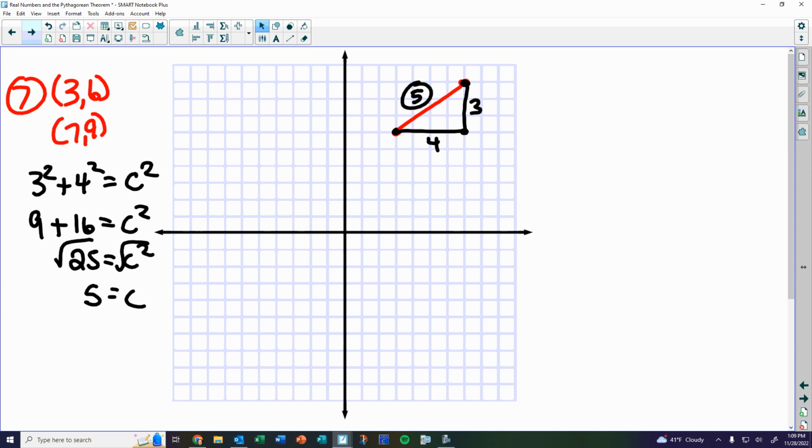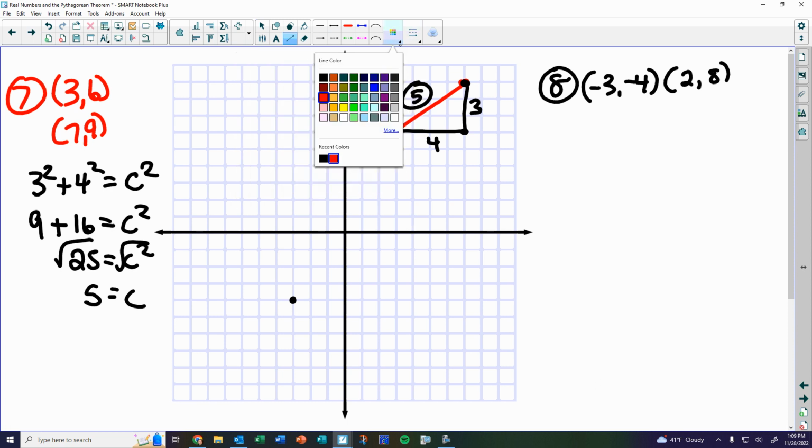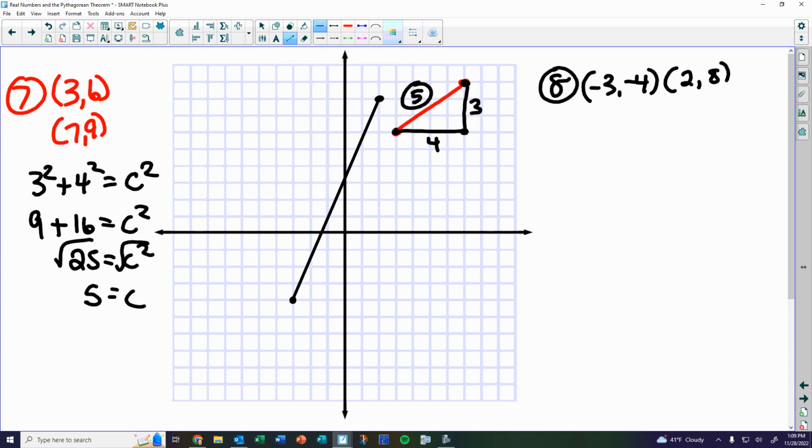All right. So what I want you guys to do is try number 8, which is a little bit longer of a line, because that goes from -3, -4, and 2, 8. Well, -3, -4 is over here, and 2, 8 is all the way up there. So there's the line segment. I'm going to use my straight line tool here because that's a long way. That's the line we're looking for. All right. So we're going to have you guys find me the length of that line. I'm going to pause the video and let you guys work. All right. Let's see. So if we draw a right triangle.